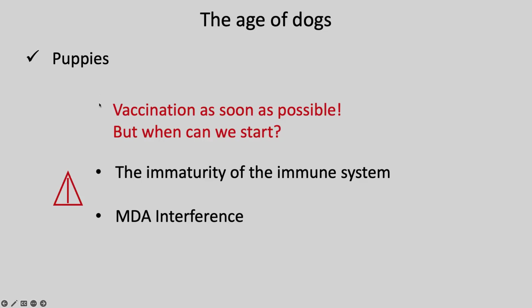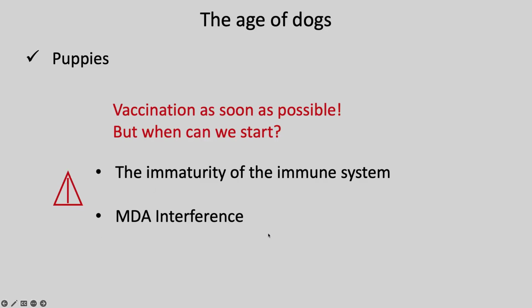We know that the rule is to say we have to vaccinate as soon as possible. But what do we mean by as soon as possible? When can we start? And we have to keep in mind two important points. The first one is that puppies have an immature immune system. And the second point, I already talked about that, is the MDA interference.